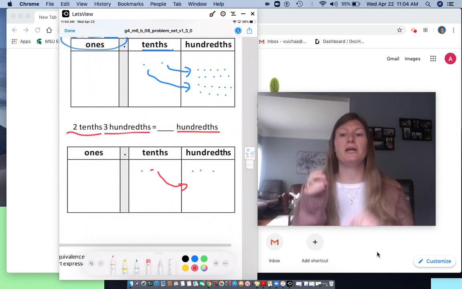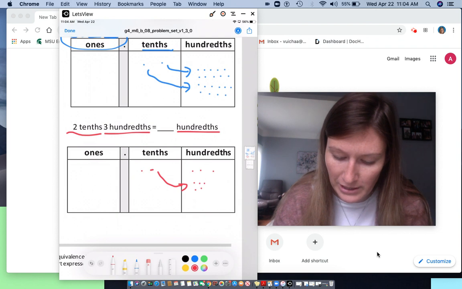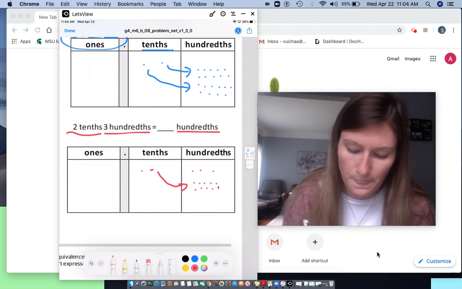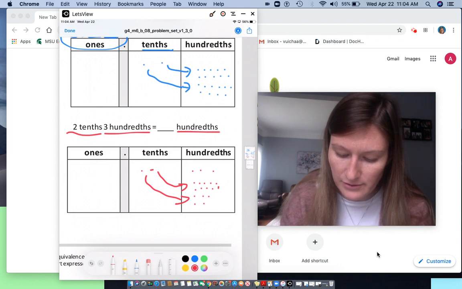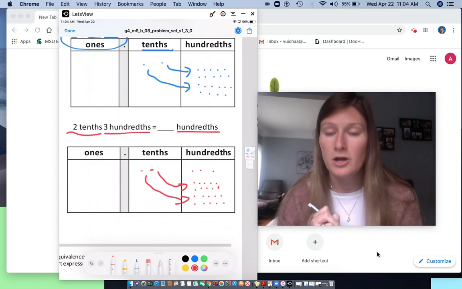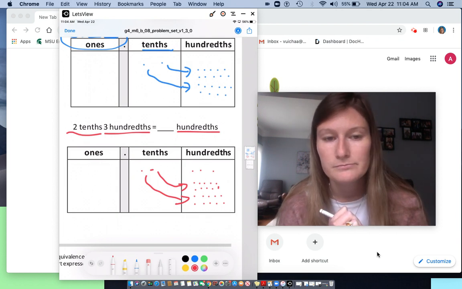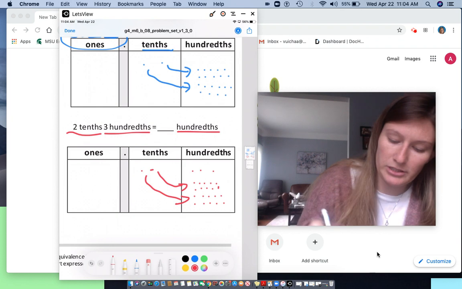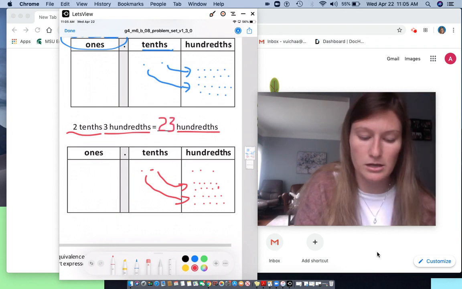So again, we move, and how many dots are we going to make? The magic number is 10. So 1, 2, 3, 4, 5, 6, 7, 8, 9, 10. And move this over here. 1, 2, 3, 4, 5, 6, 7, 8, 9, 10. Okay, take a minute and count all your dots in the hundreds place, please. Hopefully you said 23.